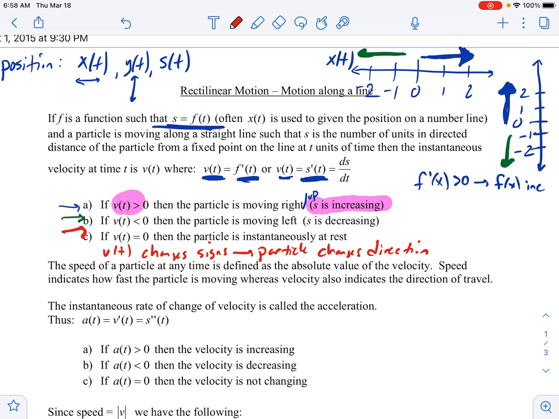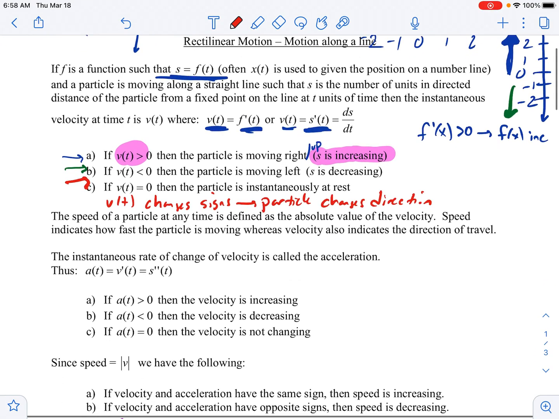All right. Down below now, the speed of a particle at any time is defined as the absolute value of velocity. Okay, speed indicates how fast the particle is moving. Velocity also indicates the direction of travel. Okay, so like if the velocity perhaps equaled -2 meters per second, the speed would be 2 meters per second, and we would be traveling in the negative direction, either left or down. Okay.